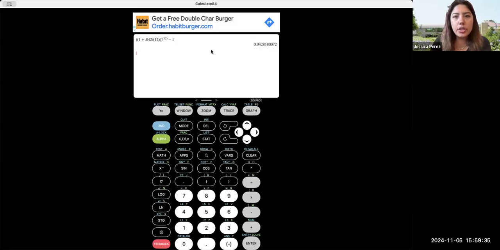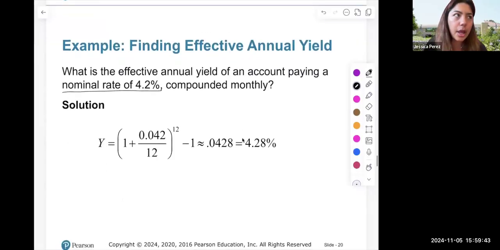I'm going to go ahead and share my screen and see if what we calculated was correct. There it is. We punched this on our calculator and we got 4.28%. So this is going to be the effective annual yield for this account.